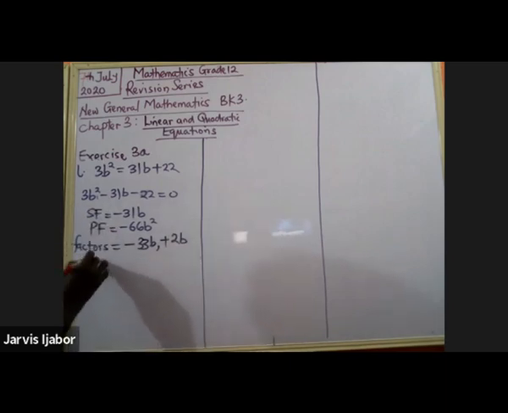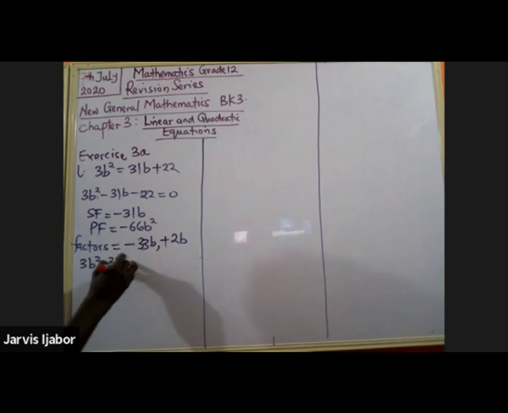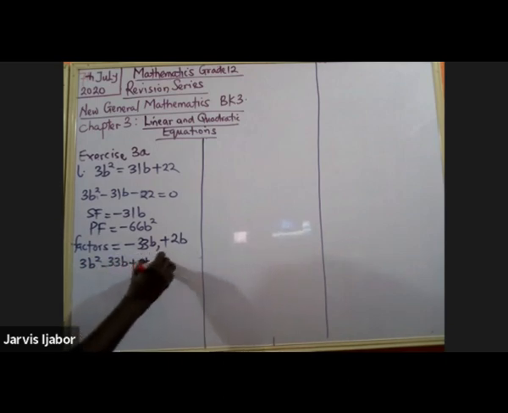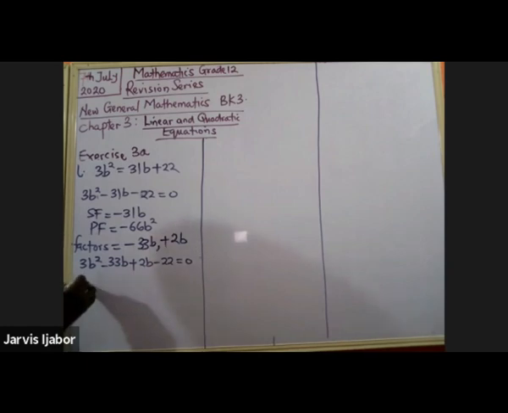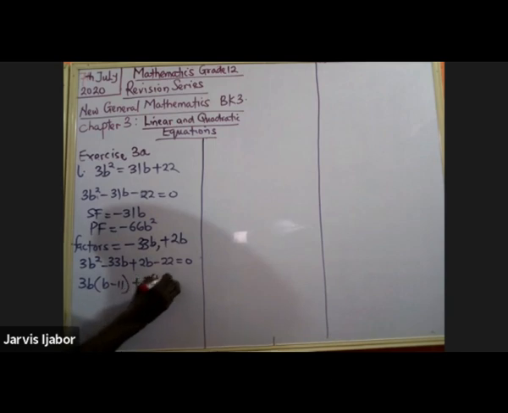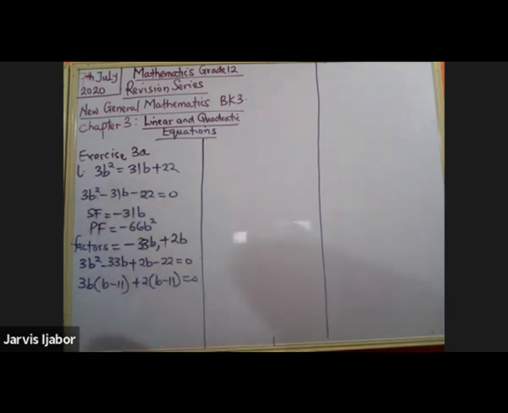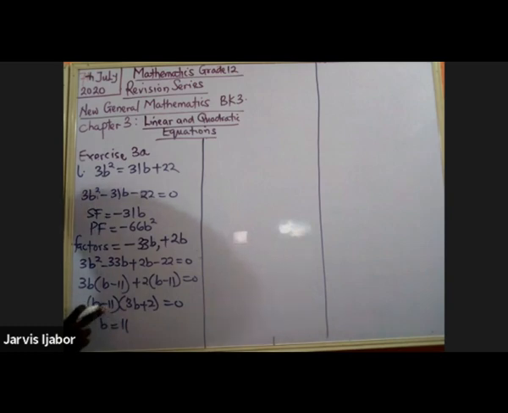I'm going to have 3b squared minus 33b plus 2b minus 22 equal to 0. So I'll factor 3b out, and that will be b minus 11 plus 2 into b minus 11 equal to 0. So with that in place, I'm going to have b minus 11 into 3b plus 2 equal to 0. So b will be equal to 11. Now take note, if this one is negative here, the answer must be positive. Or, look at this, this will be minus 2 over 3.